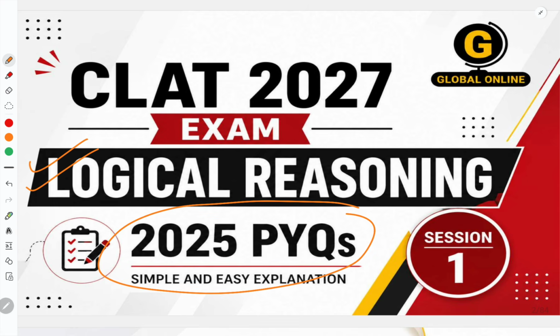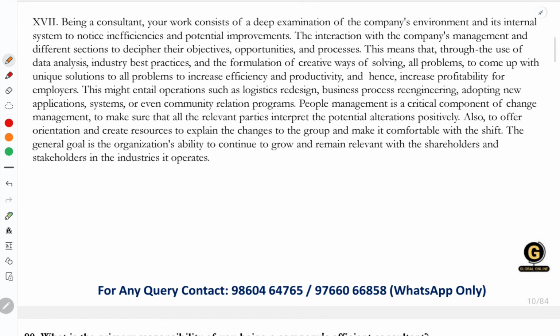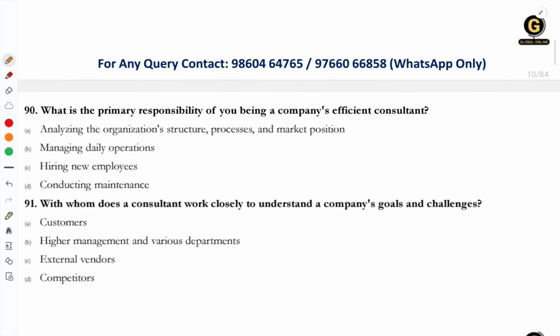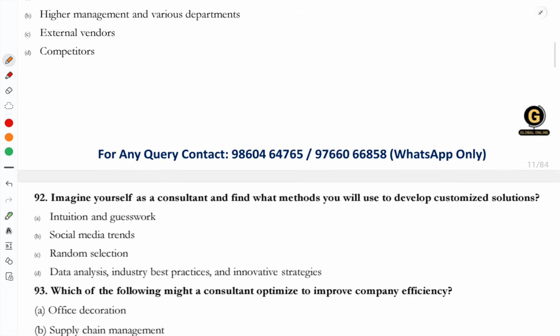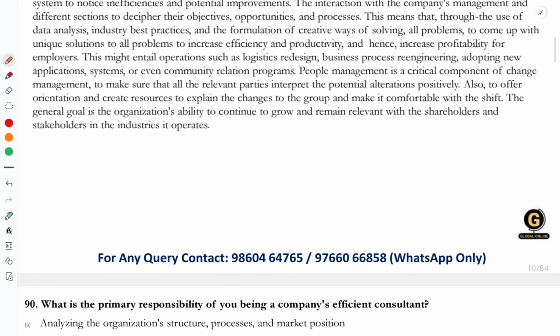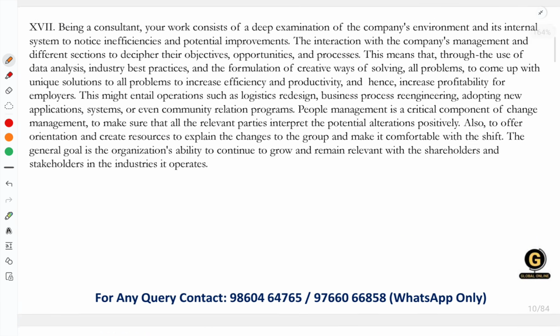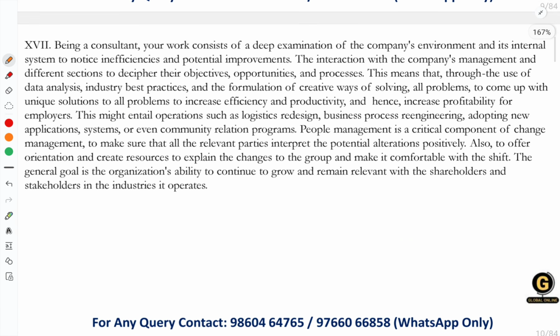So this is one paragraph, and based on this paragraph, they have asked us to solve these particular questions given below. Okay, let's understand the paragraph first. Okay, I'll help you to understand exactly how to understand a paragraph when it comes to logical reasoning.